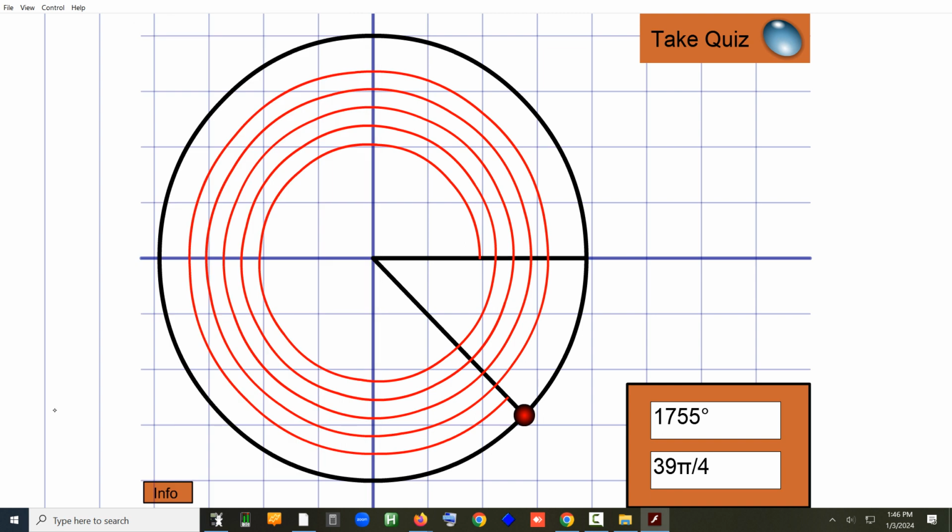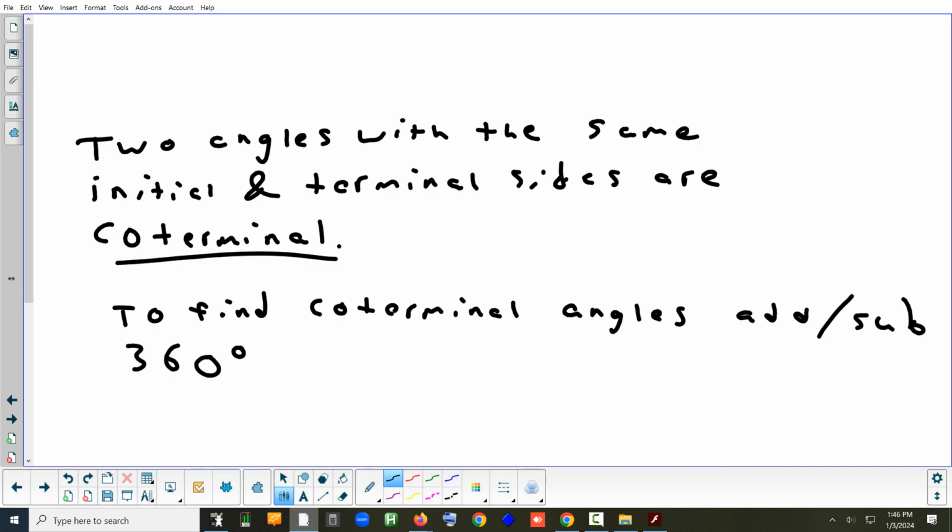Okay. Any questions on that idea? And I think we're going to mention coterminal angles again. We might do it tomorrow. It's just while I had that diagram up, it's handy to mention it right now.